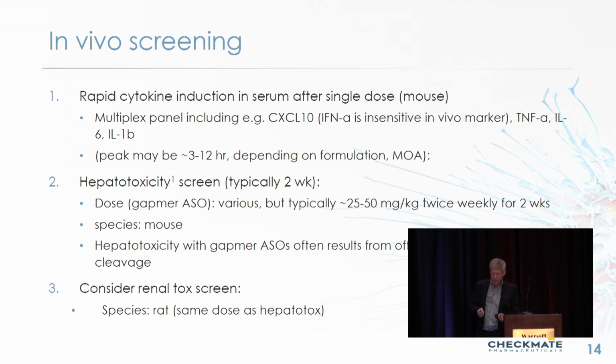And then for hepatotoxicity, I think we've talked about that a fair amount. We also like roughly 100 milligrams per kilogram over a couple of weeks as a dose to look for that. Hepatotoxicity can result from a lot of different things. Immune stimulation is one. CpG oligos can definitely cause hepatotoxicity, but obviously other things can too. And then renal tox screen, I think I'll skip that.